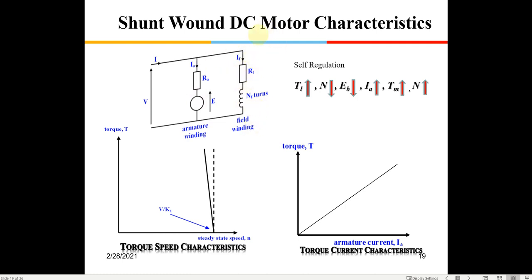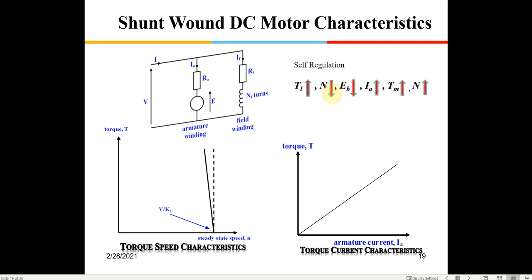Suppose for a shunt wound DC motor the torque is increased. The torque produced by the motor is Tm, and TL is the torque due to the external load. The moment the load torque increases, it will be more than the torque produced by the motor. So the RPM will tend to fall. It will not actually fall, I'm just saying it will tend to fall.